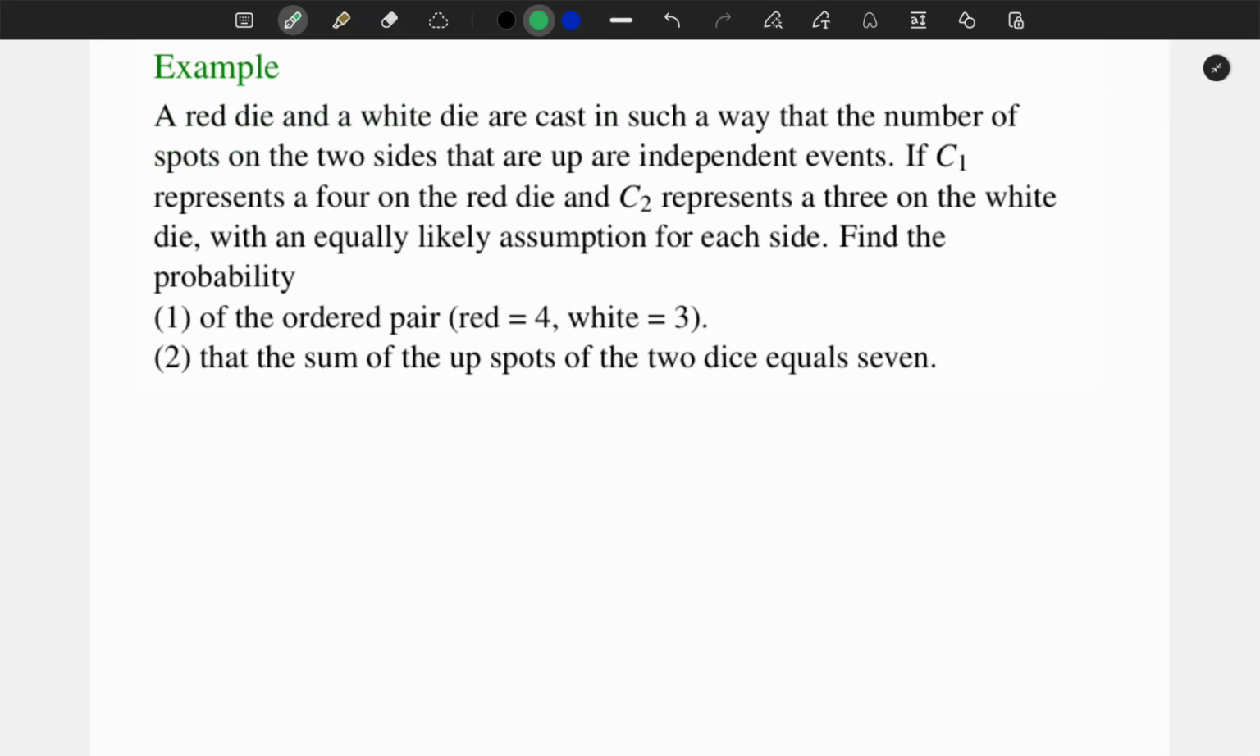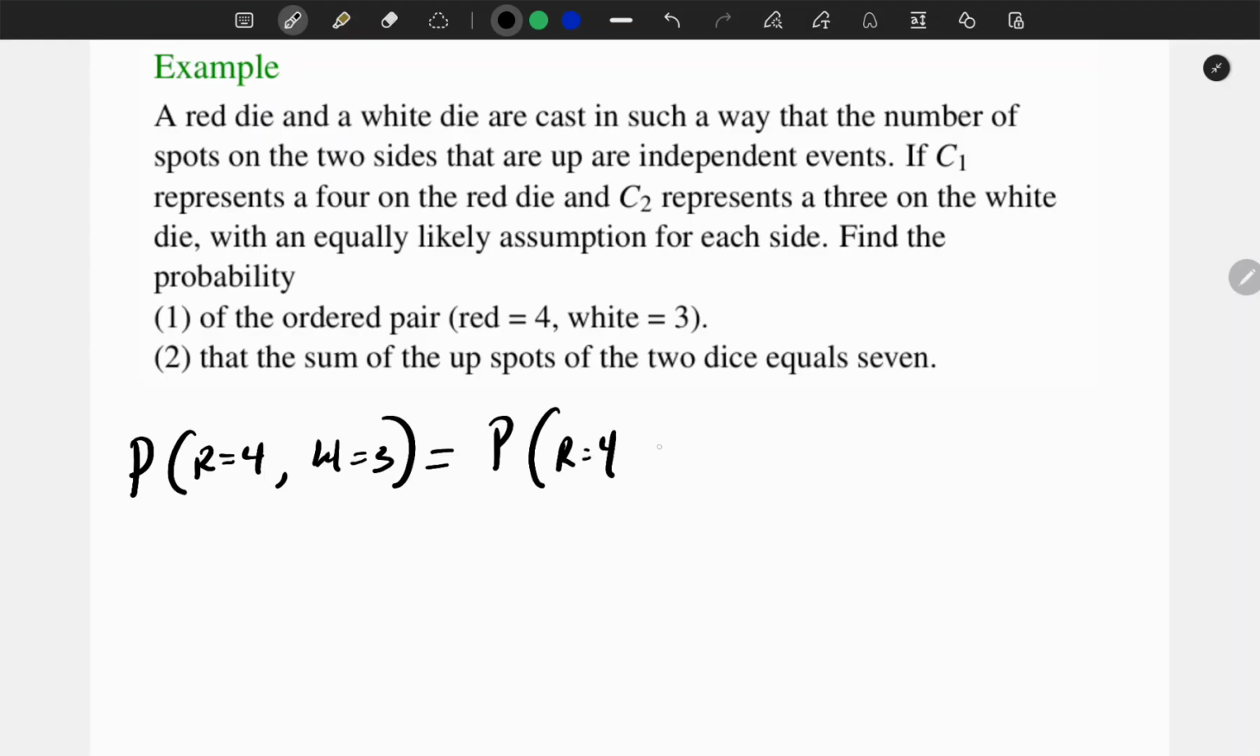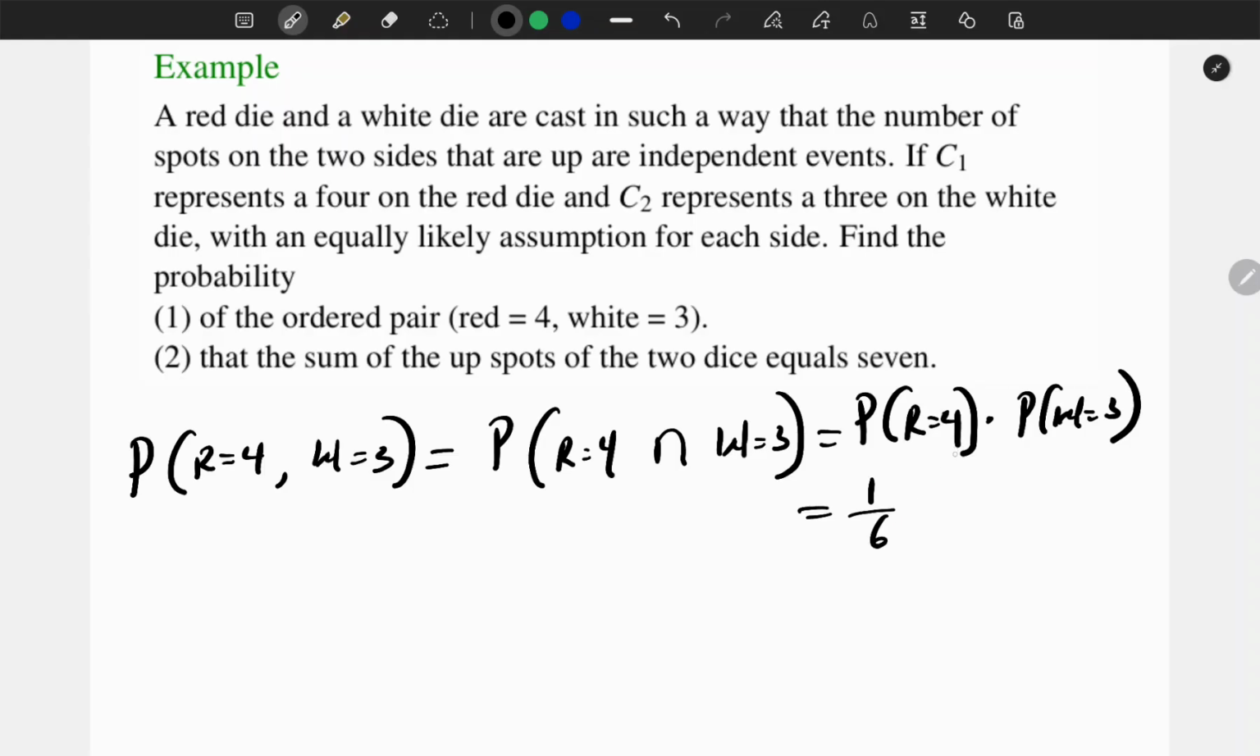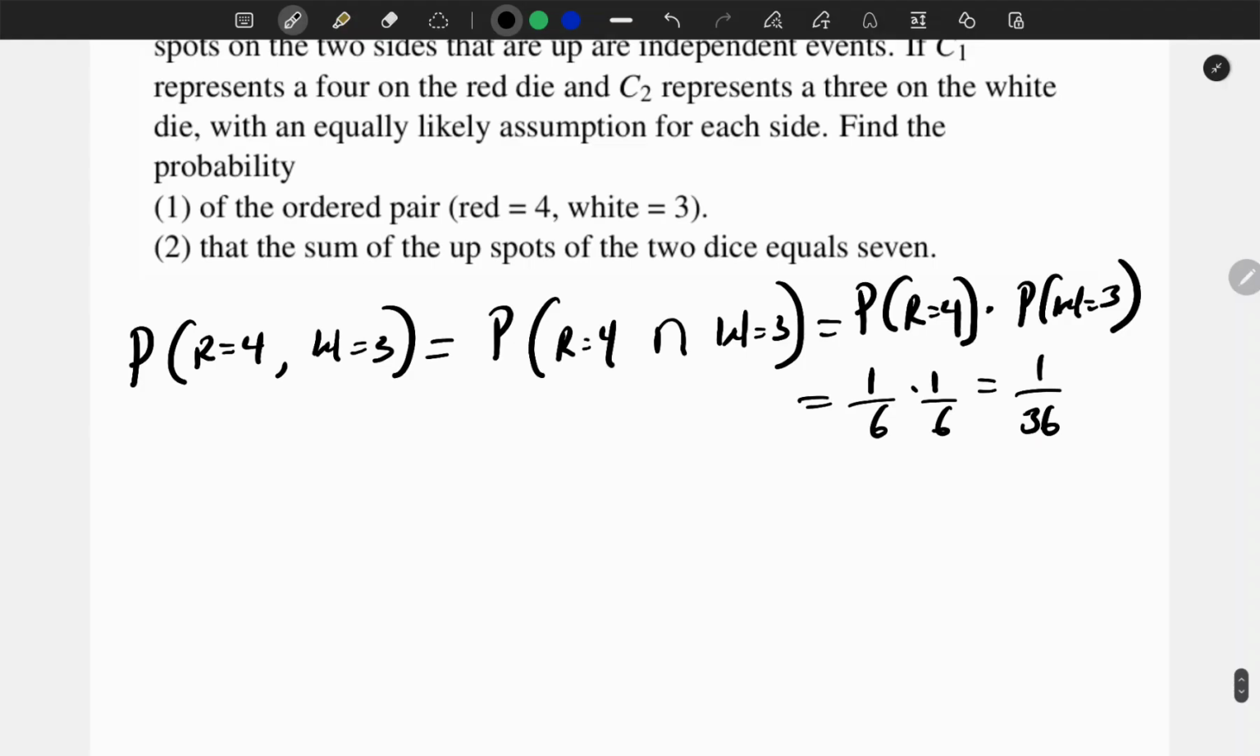Red equals 4, white equals 3. So the probability of red equals 4 and white equals 3 equals the probability of red equals 4 times the probability of white equals 3. That equals 1/6, because 4 only appears once on a die and we have 6-sided dice, and for white also 3 appears once, so we have 1/6 times 1/6, which equals 1/36. So that is for question number 1.